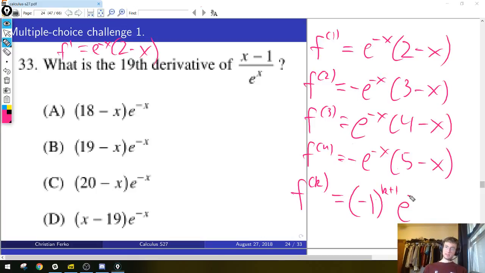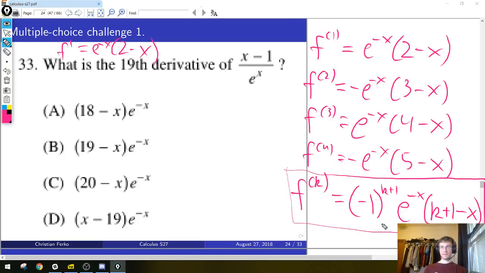Then we write e to the minus x. And then what should I put inside here? Well, it looks like each time the constant inside the parentheses is the order of the derivative plus 1, right? 1 up here, 2 over here, 2 here, 3 here, and so forth. So I should probably write this k plus 1 minus x. So this is our guess for the general term in this series of derivatives.